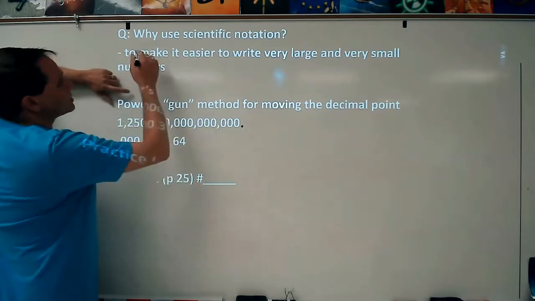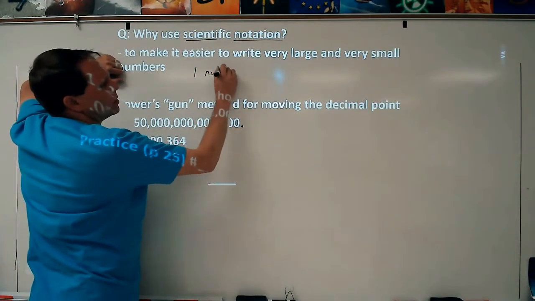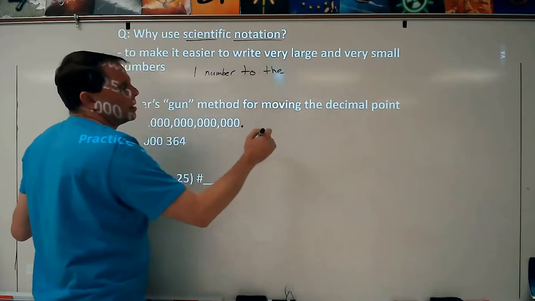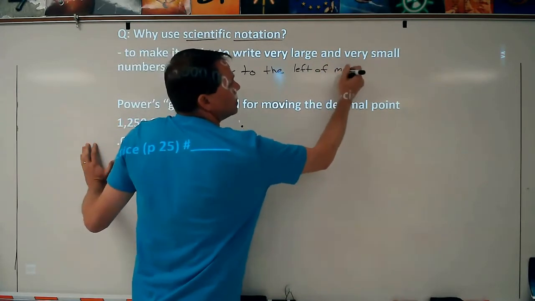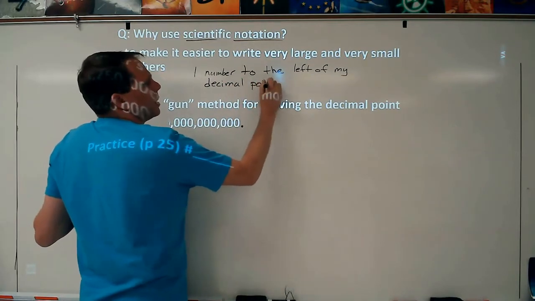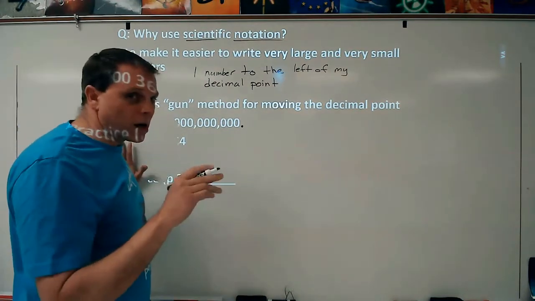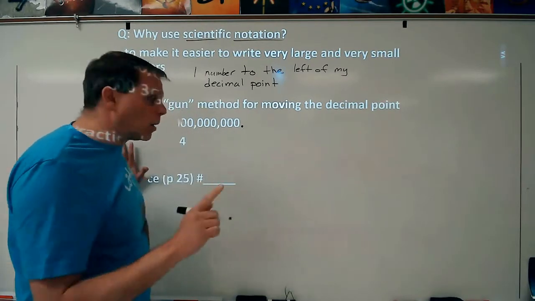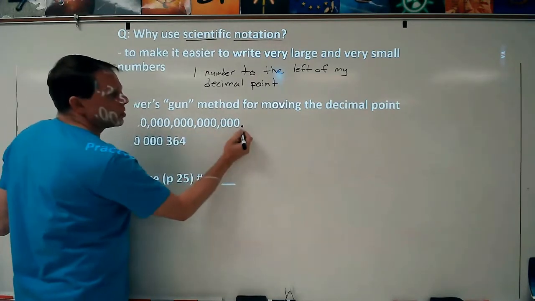So I want to think about what I want to do. When I'm writing scientific notation, I always want one number to the left of my decimal point. Whenever you finish, and there are other ways to write it, but in typical scientific fashion, we always want just one number, not 2, not 3, not 4, just one number to the left of my decimal point. So I've got to finish off my number with just one. And so I need to get this little decimal point all the way over here, okay? So I've got to move it over.